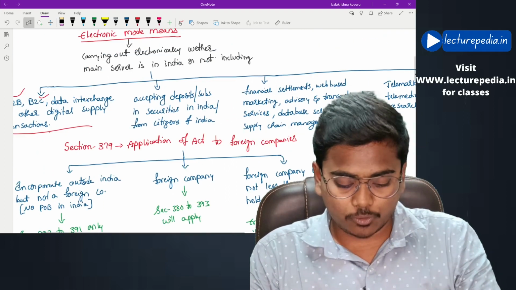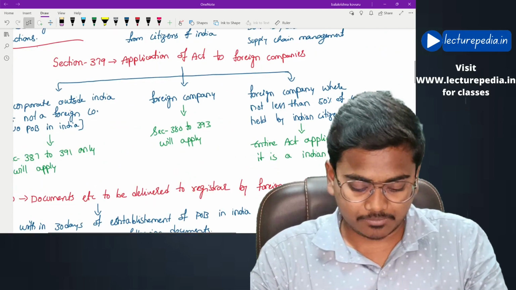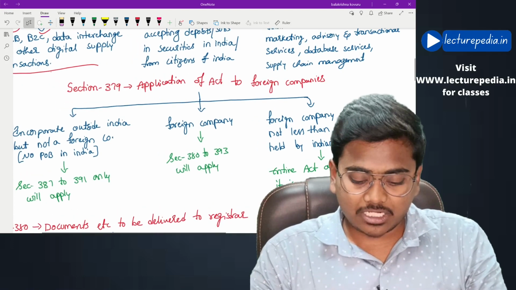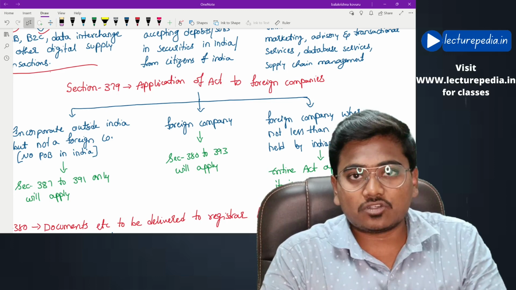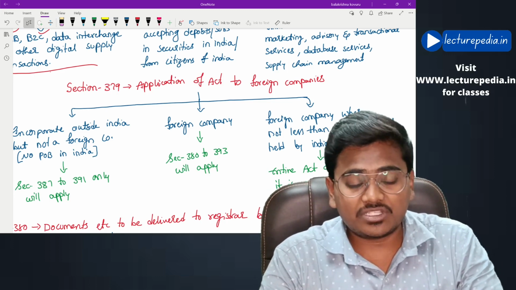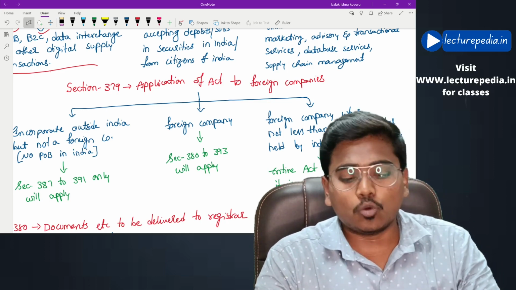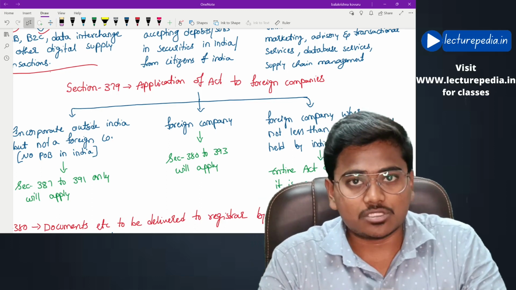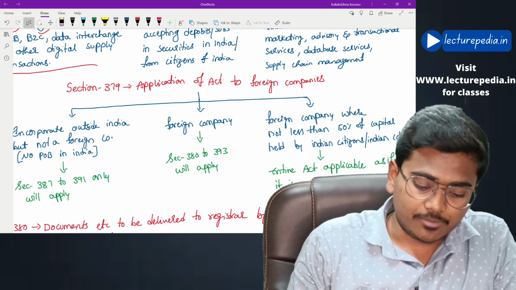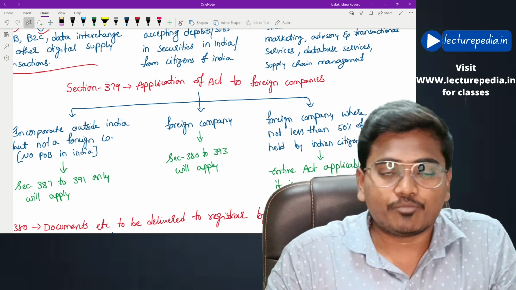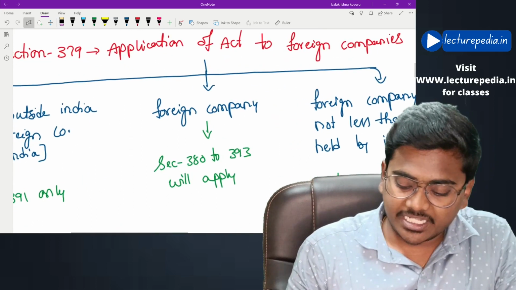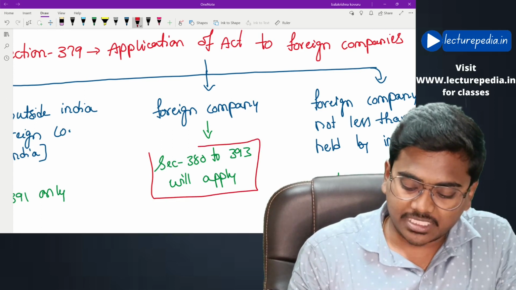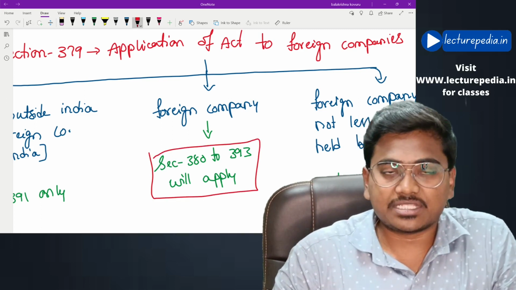Next, moving to section number 379, application of the act. There are certain sections of this chapter which will be applicable only to some types of companies. We will discuss that. First of all, in this chapter relating to foreign companies, there are section numbers 380 to 393. These are the sections that are present in this chapter.